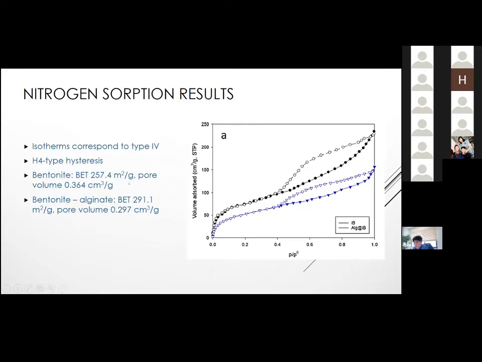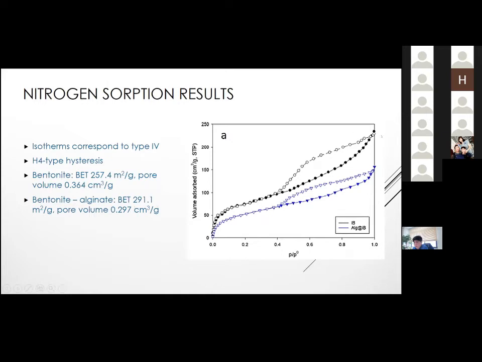So the bentonite only has the surface area around 257, and after we add the alginate, the surface area is slightly improved into 291, but the pore volume, in contrast, is getting smaller for the bentonite alginate.